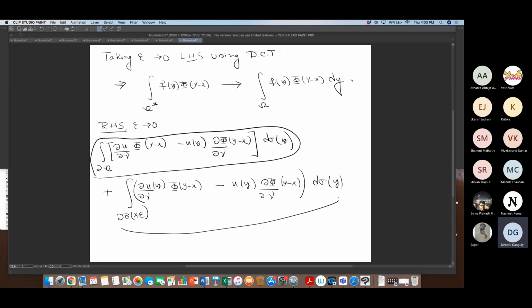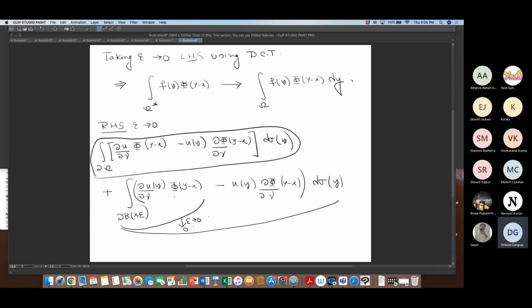Who will tell me? The first term, where will the first term go? As epsilon tends to 0, where will this integral go? Phi of x? You remember what we did last class. Just think. Not exactly phi of x. Since phi is a radial function, we can take it out; it is a constant on the boundary. So we can take it out of the integral. This converges to 0. Clear? Because phi of y minus x will depend on epsilon only. This epsilon comes out, and as epsilon tends to 0, del u by del nu is some gradient of u into x by epsilon. We have done this. This will go to 0 as epsilon tends to 0.